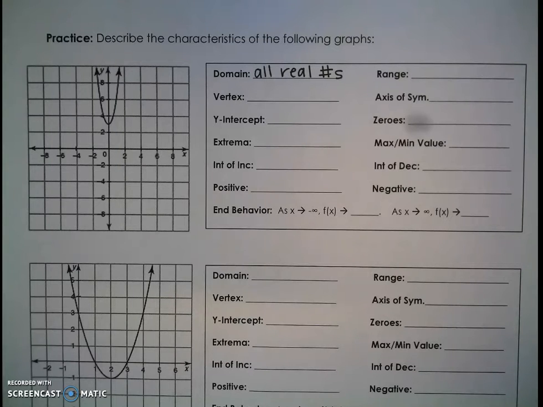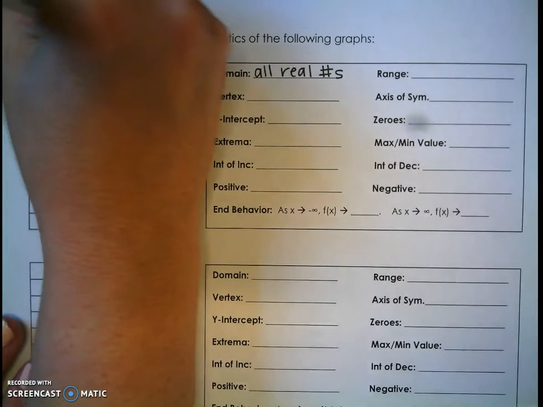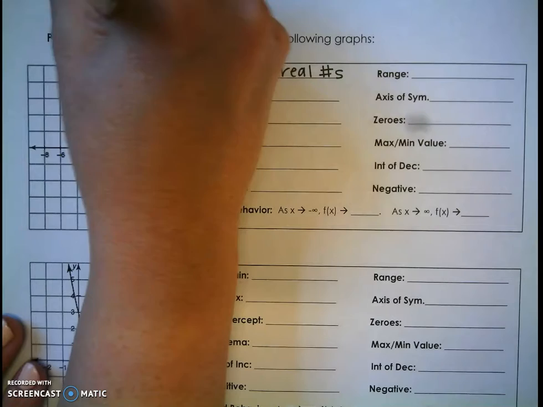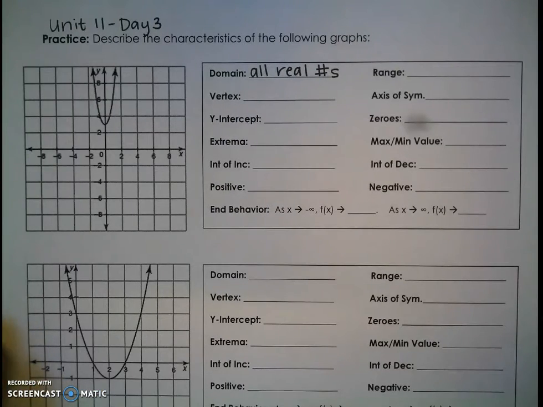I'm going to run through the first problem on tonight's homework. So again, this is the last page of the Day 3 notes in Unit 11. So we'll run through all the characteristics real quick. I went ahead and did the first one.